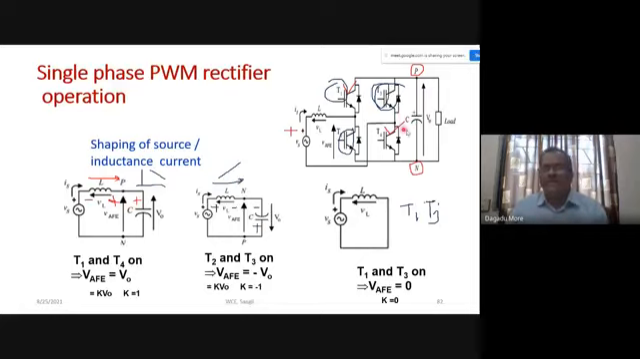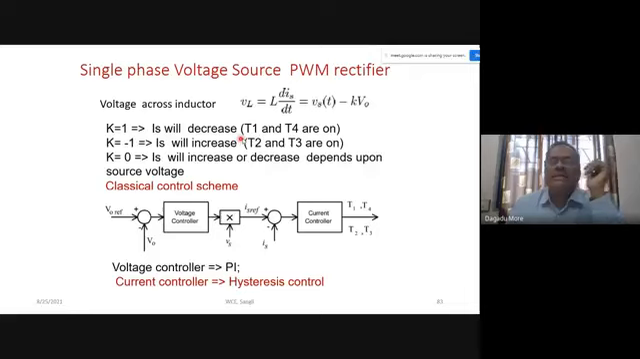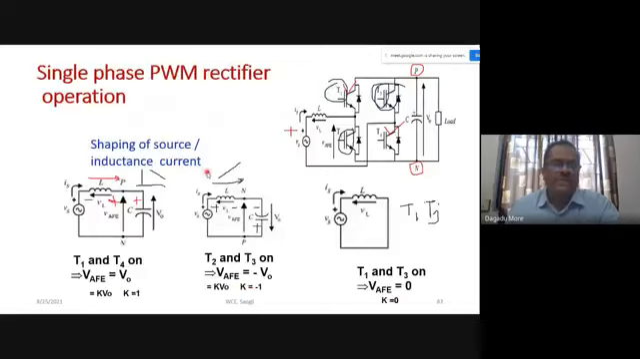So by properly switching the capacitor polarity with the devices T1, T2, T3, T4, it is possible to decrease the current and it is possible to increase the current. It means we can control the inductor current. So whatever we discussed, we can write it here. What will be our inductor voltage? L di by dt. And this inductor voltage is always the difference of the supply voltage and the capacitor voltage.